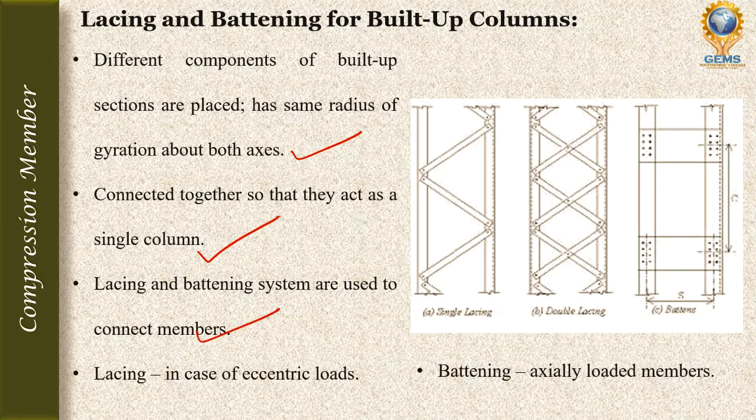So where will we use the lacing and where will we use the battening system? In case of eccentric loading, we will go for the lacing system. If it is an axially loaded member, we will go for the battening system.